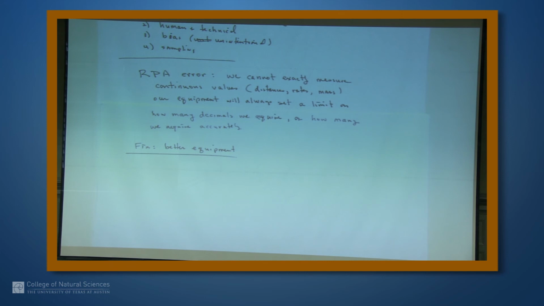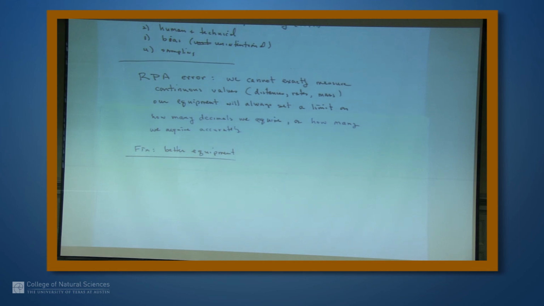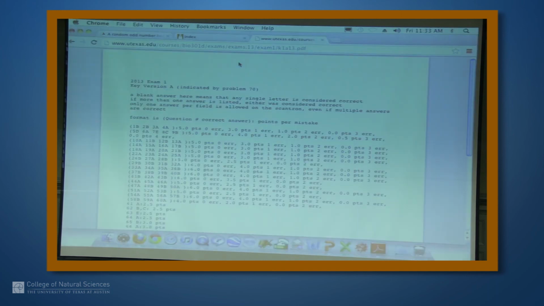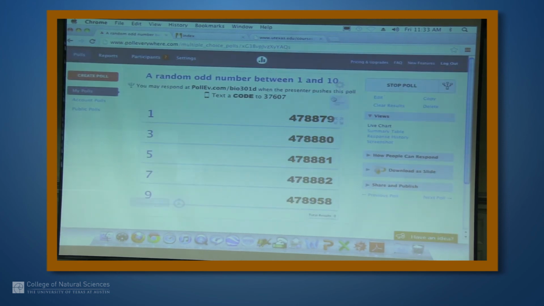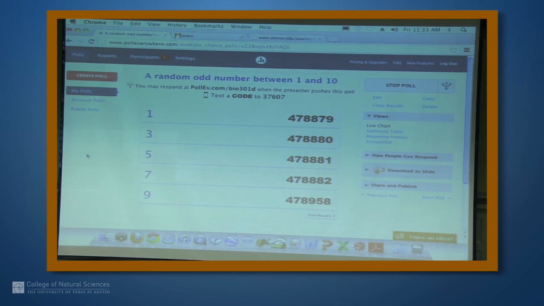For the next one, I want you to think of a random odd number in the range of 1 to 10. Okay, so concentrate for a minute, let your brain crank through it, come up with a number, and then I want you to plug it into this polling system. And we need you to participate in this case because there aren't a whole lot of people in class today. So we want lots of participants to be able to get a large enough sample to say something.